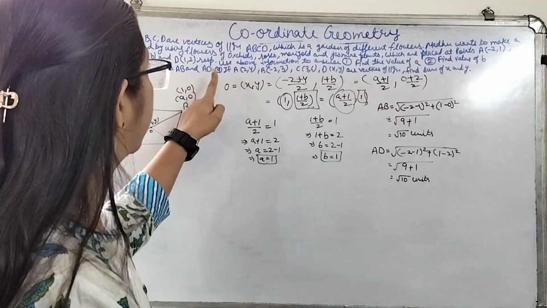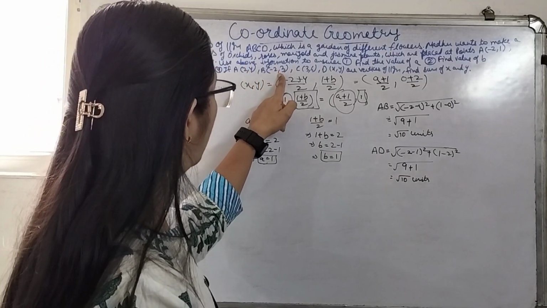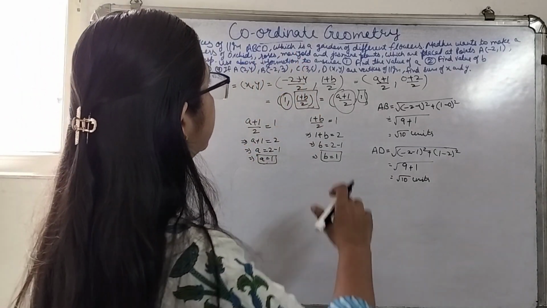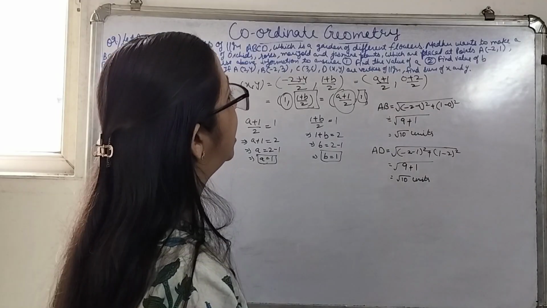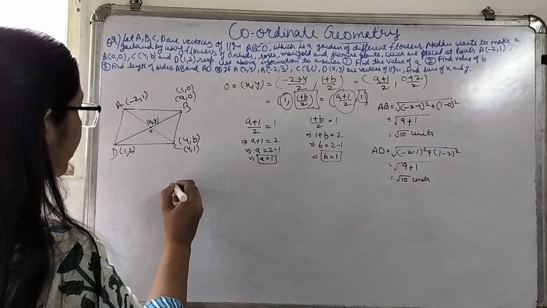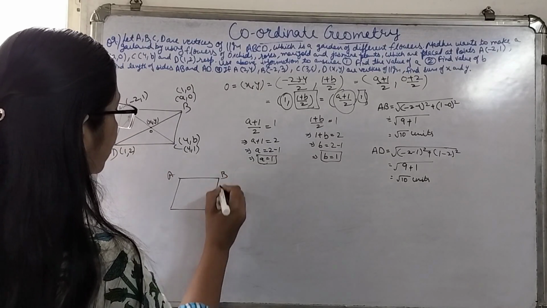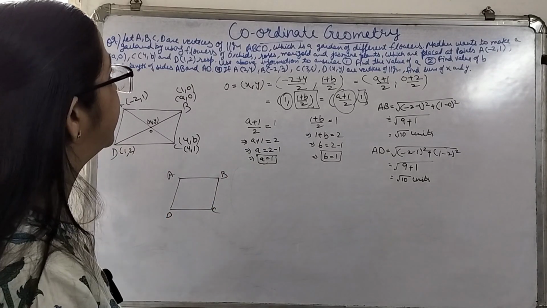Now the fourth question. If A is (2, 4), B is (-2, 3), C is (3, 6), and D is (x, y) are the vertices of a parallelogram, find the sum of x and y. So again I am making a parallelogram. Suppose this is a parallelogram. Its coordinates are given to us as A, B, C, D.